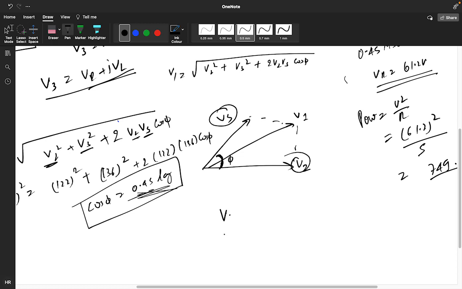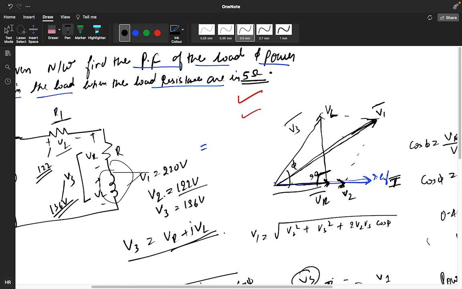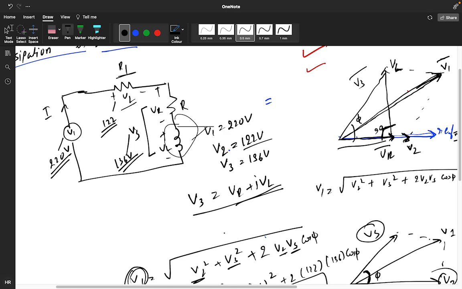Another method, we can solve this question with V3 square is equals to VR square plus VL square. Okay, and V1 square is equals to V2 plus VR square plus VL square. See, suppose you got up to here, how this came, Prasanna?